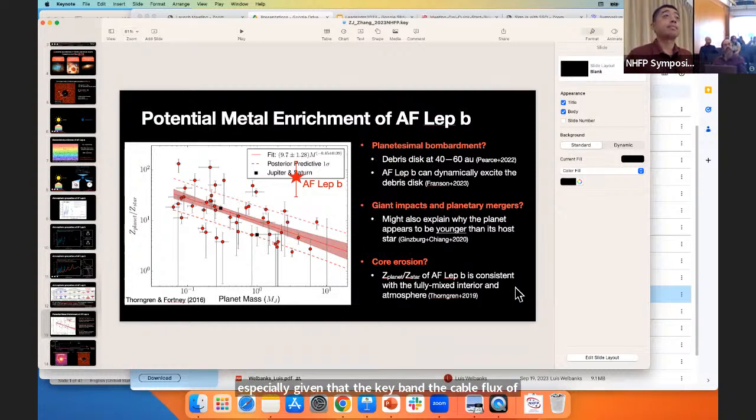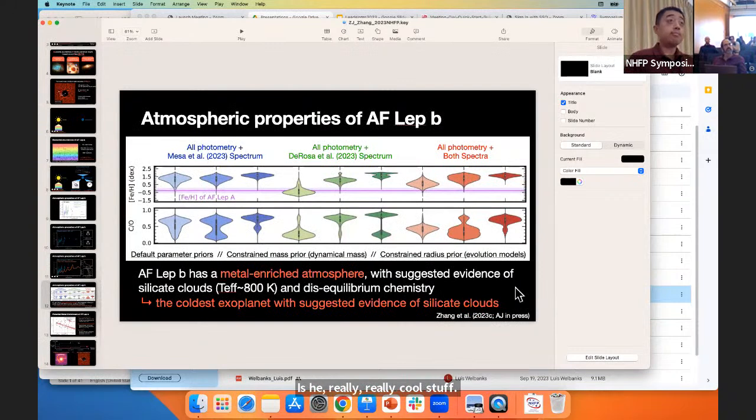ZJ, really, really cool stuff. If you go to your violin plots, I was noticing that if you just focus on the red ones, if you add in the radius from the evolution models, the C to O ratio is significantly higher. I was wondering what you're learning from that, either about the evolution models themselves or the planet.